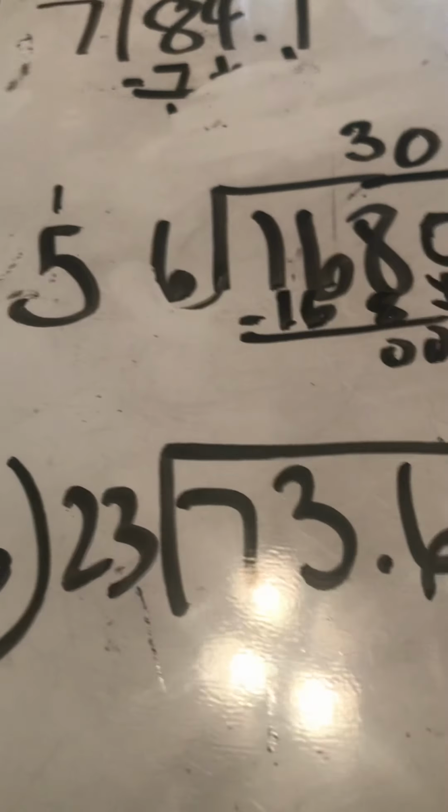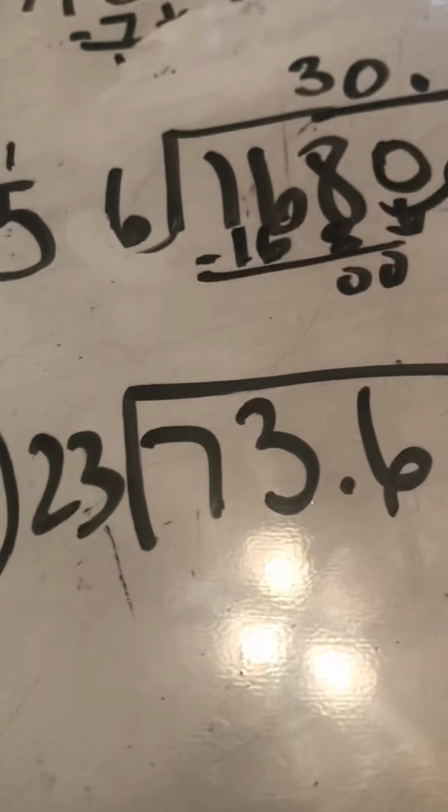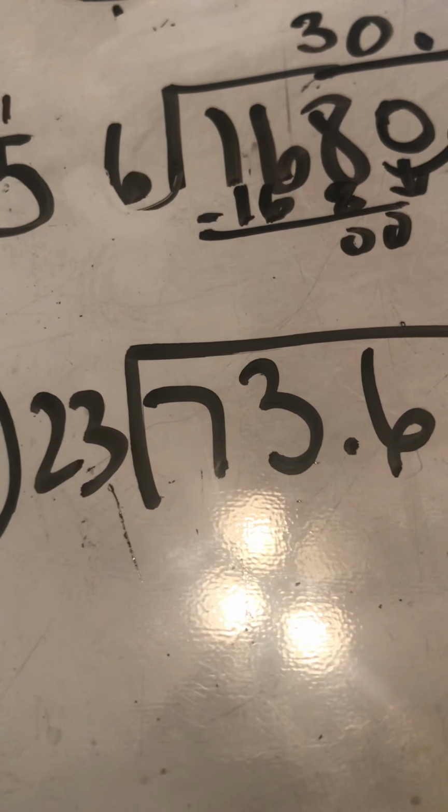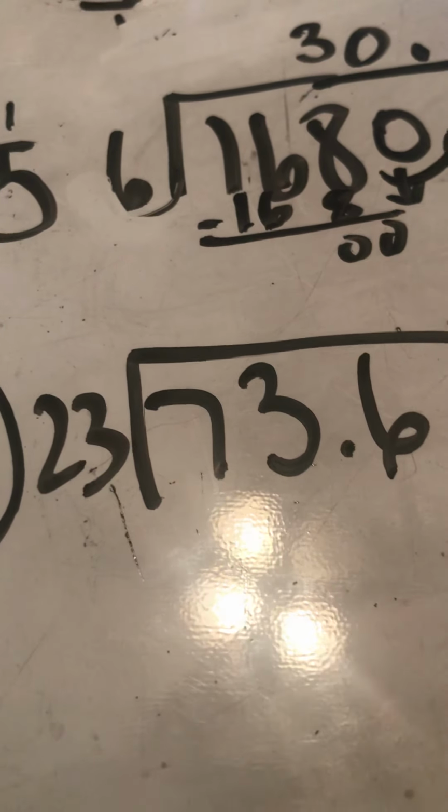All right, 2 more students' names. We have Wes and Robbie. Wes and Robbie, both awesome math students.